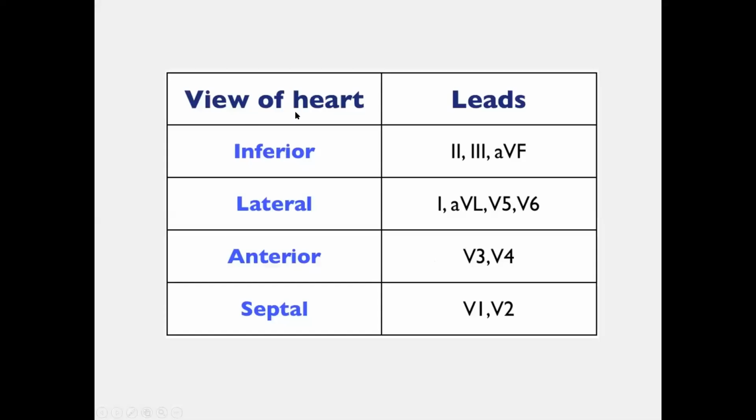So we said that leads 2, 3, and AVF look at the inferior portion of the heart, and that's fed by the right coronary artery. The lateral portion of the heart is fed by the circumflex, and that is read by V5 and V6, as well as lead 1 and AVL. The anterior portion of the heart is fed by the LAD, and you can read that with leads V3 and V4. And the septal, or the apex, means the same thing, is read by V1 and V2, which is also fed by the LAD, left anterior descending.